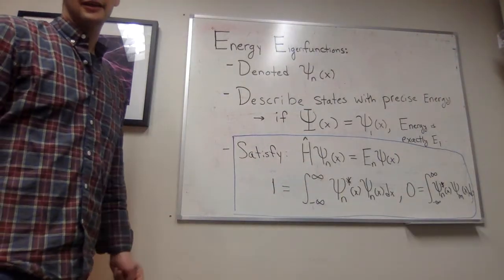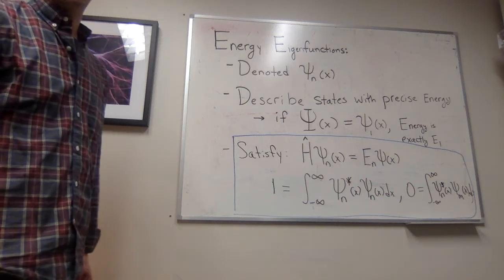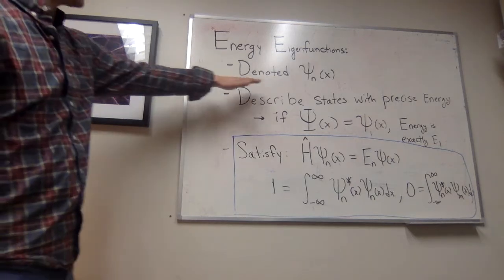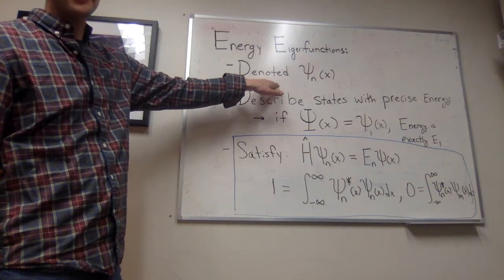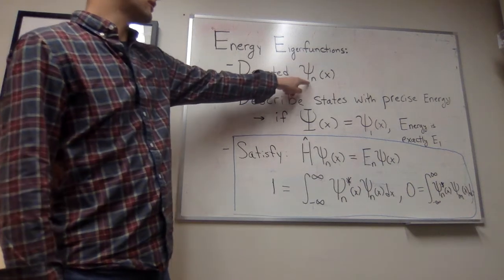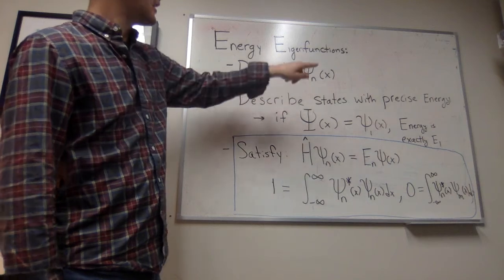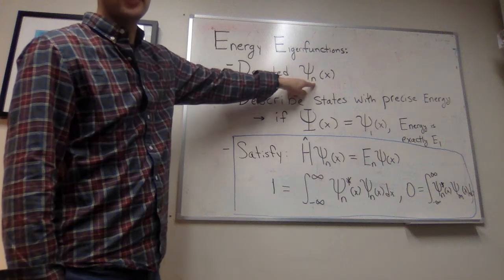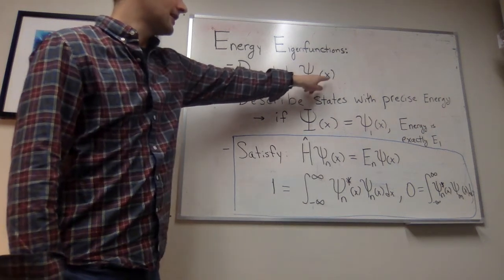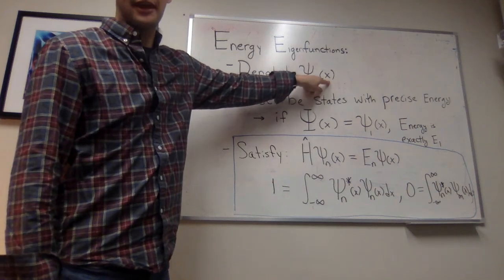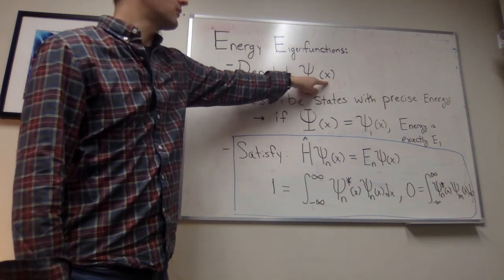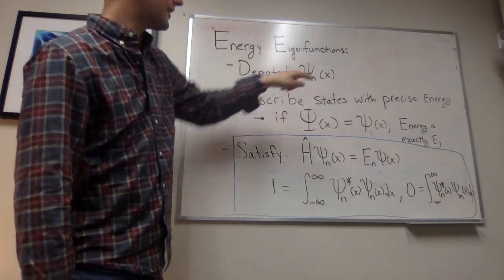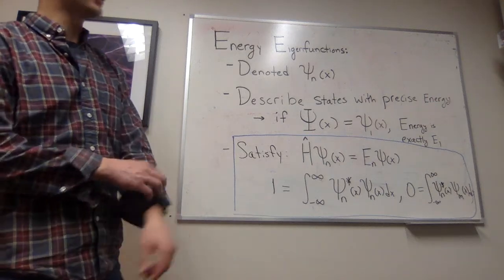Okay, so this is a brief overview of the properties of energy eigenfunctions. Number one, the notation that we use if we're going to talk about an energy eigenfunction is the lowercase Greek letter psi, with a subscript which denotes which energy eigenfunction we're talking about. So far, our energy eigenfunctions have only depended on one spatial variable, which we call x. So psi sub n of x indicates we are talking about an energy eigenfunction.